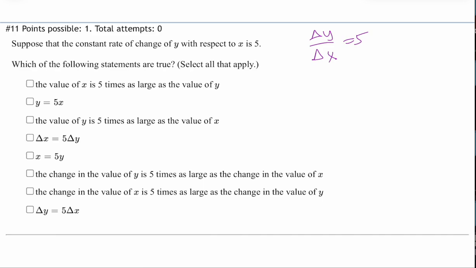The value of y is 5 times as large as the value of x. Again, no, maybe. But the one we know for sure is this one. And other than that, let me read them one more time and see if there's anything else we really know.